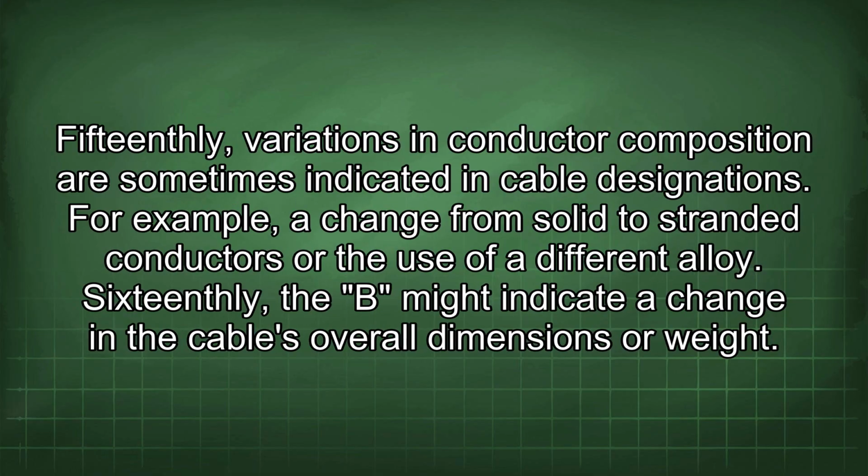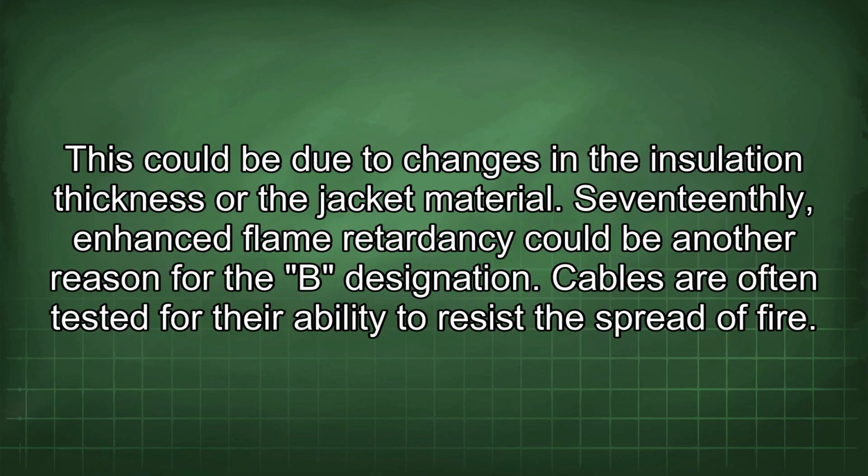15thly, variations in conductor composition are sometimes indicated in cable designations. For example, a change from solid to stranded conductors or the use of a different alloy. 16thly, the B might indicate a change in the cable's overall dimensions or weight. This could be due to changes in the insulation thickness or the jacket material.